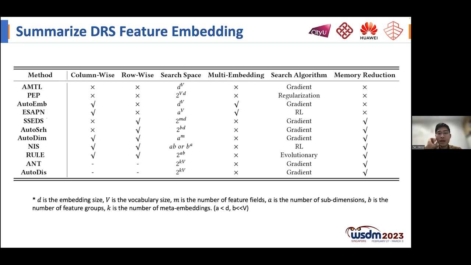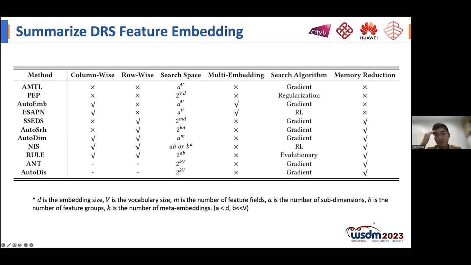Full embedding search methods aim to search the optimal embedding dimension for each feature value, facing a huge search space. So to reduce this search space, column-based, row-based, as well as column and row-based methods make different assumptions to avoid searching in a huge detailed space, such as dividing the embedding dimension search into column-wise sub-dimensions, and grouping the feature values and assigning group embedding dimensions for all the values.